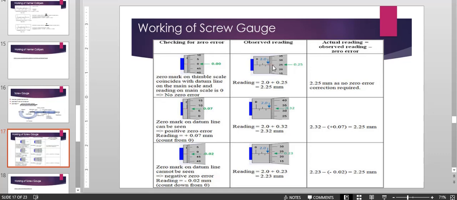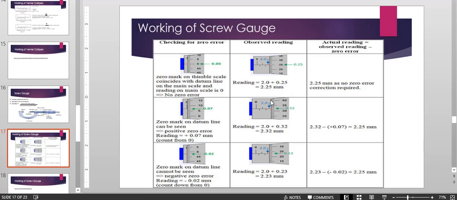Now find out the line on the circular scale which is in direct contact with this baseline or the index line. Suppose it is line number 25. Multiply this number with the least count of the screw gauge, that is 0.01 millimeter, and you will get 0.25. Now with the same rule, add these two values, that is 2 plus 0.25, you will get 2.25 millimeter.